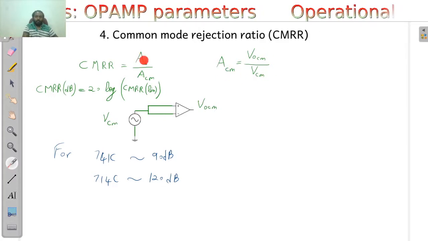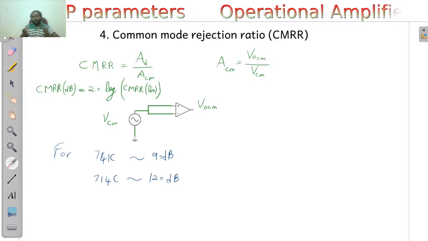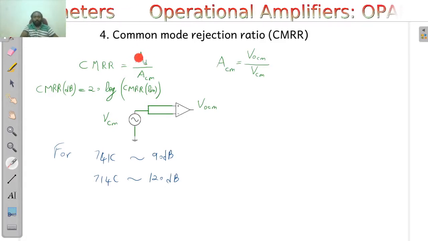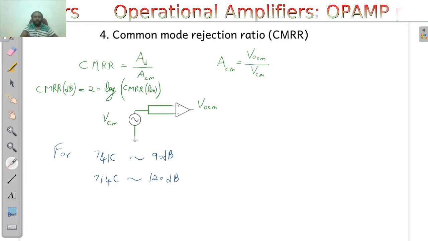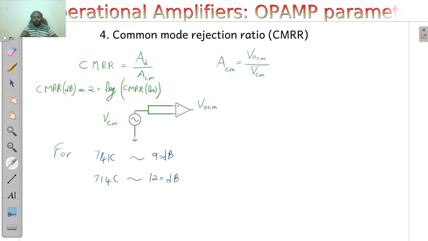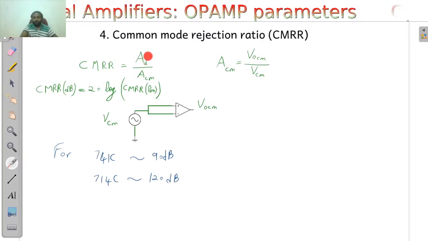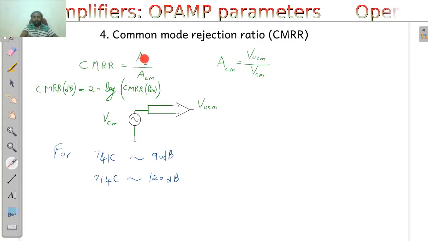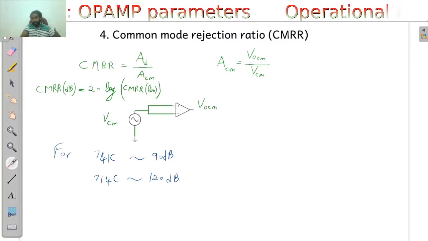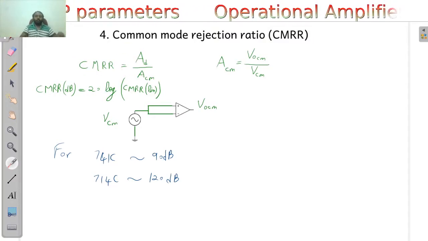The other one, the differential gain, is normally the gain that the operational amplifier has for differential signals. So this number should be much higher than this number, and ideally the CMRR should be infinity. It should not be a very low number. In ideal cases the numerator should be much higher than the denominator, and the denominator ideally should be 0, so that CMRR is infinity.